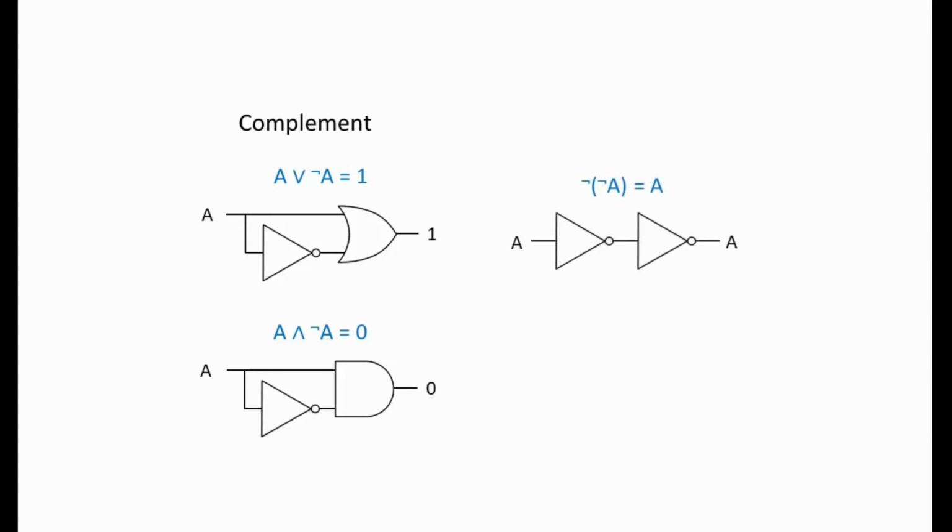Here we have two NOT gates in series. If the input is A, the output is not A. If A is 1, the output is 1. If A is 0, the output is 0. In other words, the output always matches the input. This is called the double negation law. In fact, any even number of NOT gates in series will produce an output that matches the input.